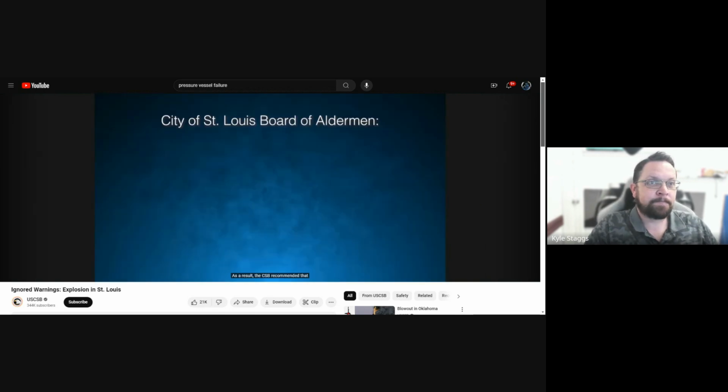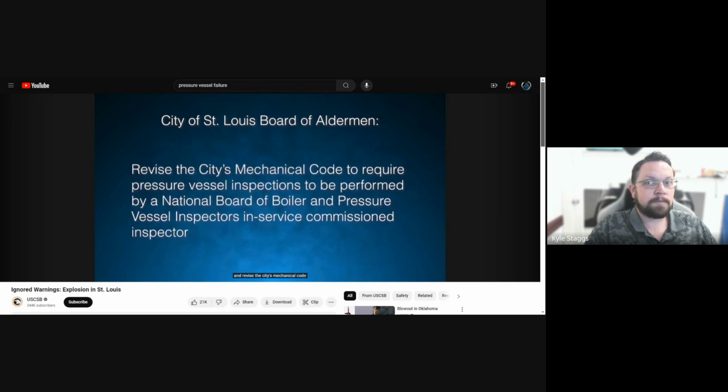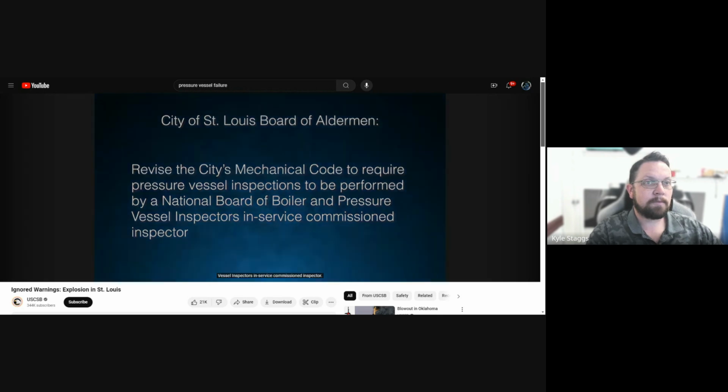As a result, the CSB recommended that the City of St. Louis Board of Aldermen revise the City of St. Louis Mechanical Code to adopt a national consensus standard, such as National Board Inspection Code Part 2, to govern the requirements for in-service inspection of boilers and pressure vessels, and revise the city's mechanical code to require pressure vessel inspections to be performed by a National Board of Boiler and Pressure Vessel Inspectors in-service commissioned inspector.